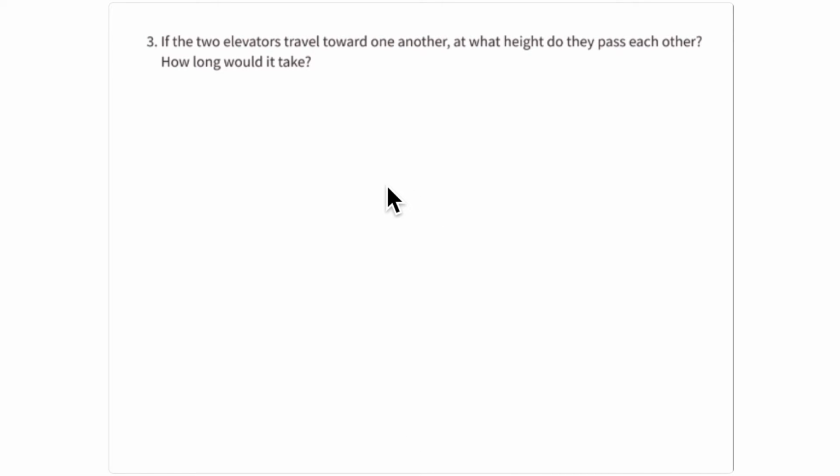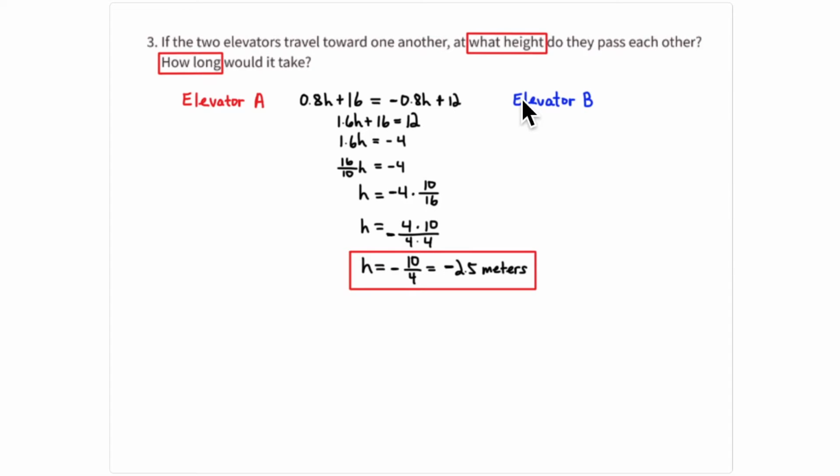Okay, so now we know the position of each elevator when you walk up to those elevator doors. One elevator is at a negative 20 meters, and the other elevator is at a positive 15 meters, and we know how long it takes to get to ground level after you press that button. Elevator A takes 16 seconds, elevator B takes 12 seconds. So when do they pass each other? At some point in time, they will pass each other. They will be at the same height, and that's going to take the same amount of time to get there.